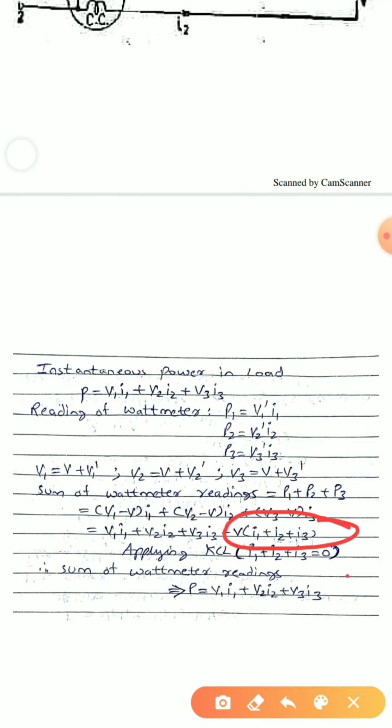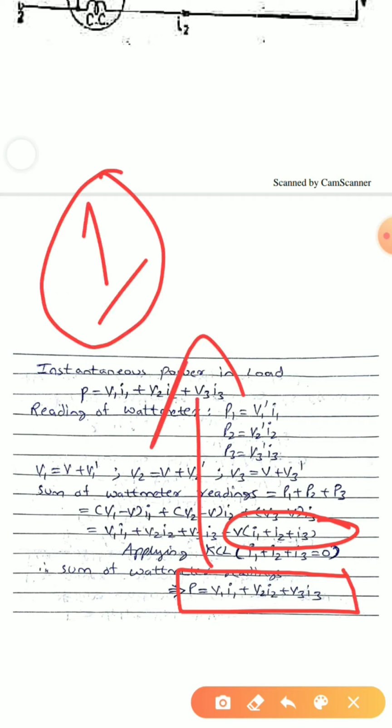So applying Blondel's theorem, we know that for every phase, if I am using one wattmeter, adding the readings of all the wattmeters, I'll get the total power. So this is the basic Blondel theorem.